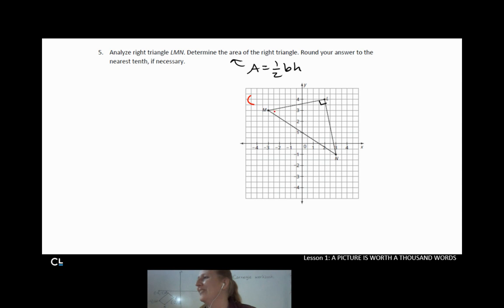It looks like we went left 3, so that's a -3. Yeah, look how they're counting. -3, up 3. Wow, watch out. L is at 2, 4. Yeah, look at those axes. Watch how you're counting. So for side ML, we'll do some distance formula. -3 minus 2, subtract our x's. Plus 3 minus 4, subtract our y's.